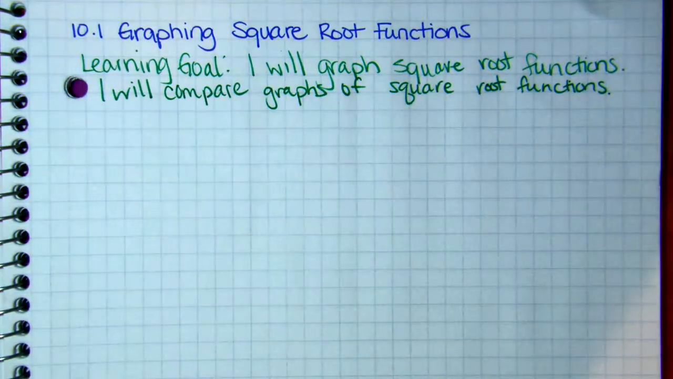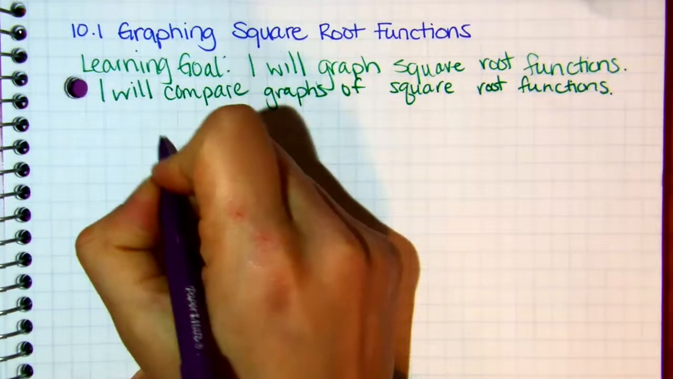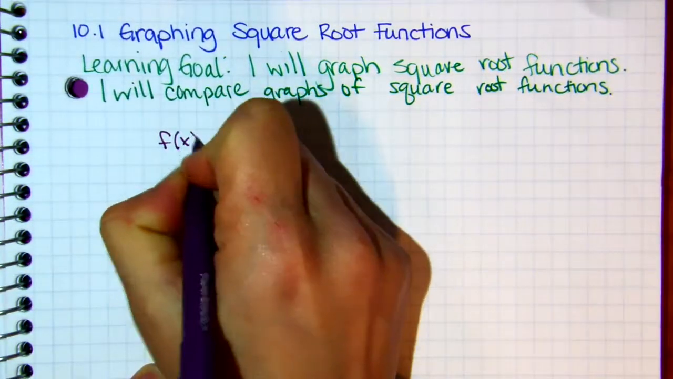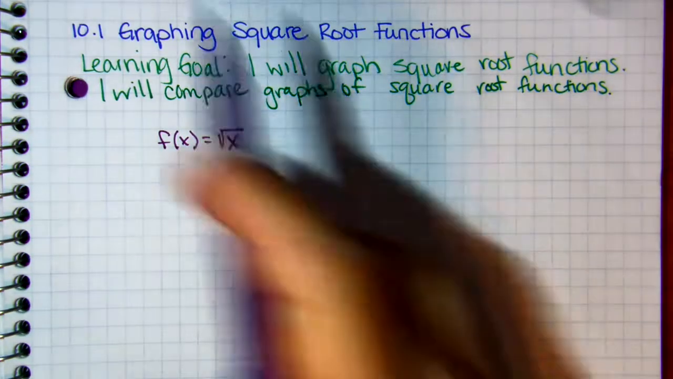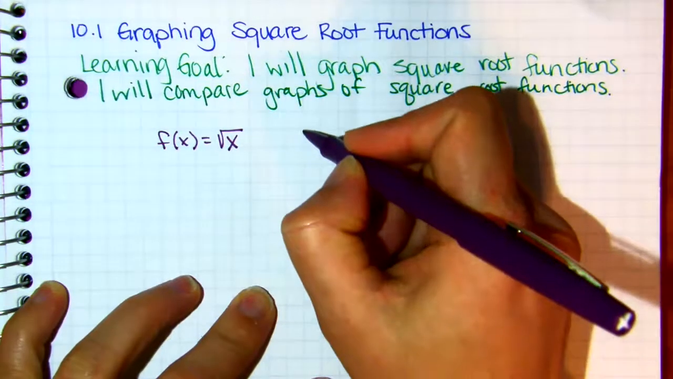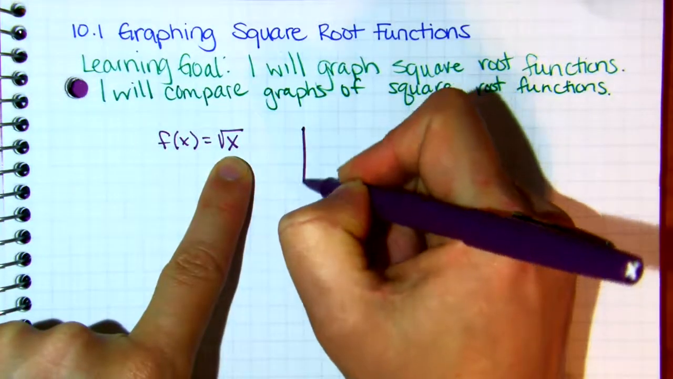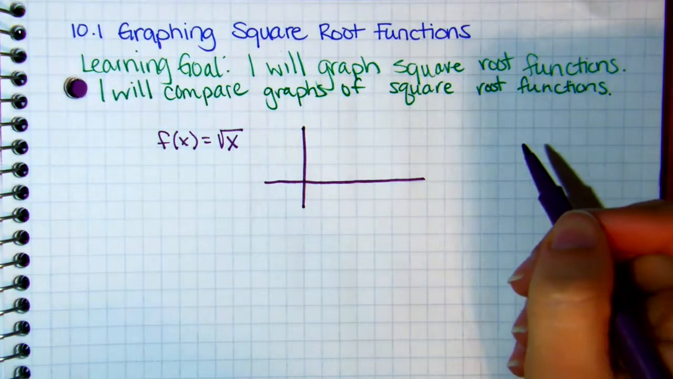So starting off, we need to first remember what a square root function looks like. So our function f of x equals the square root of x. That's our most basic parent function here when we're talking about square root functions. And this, remember, is the inverse, or it undoes your x squared function.